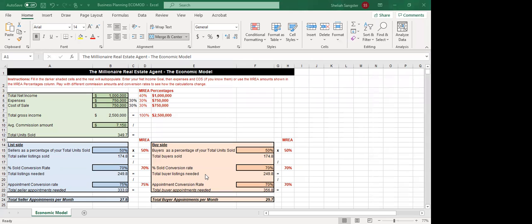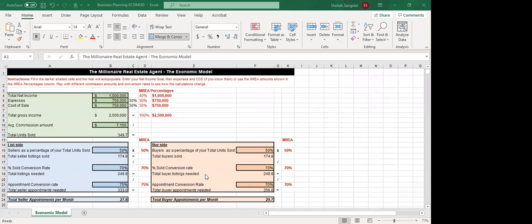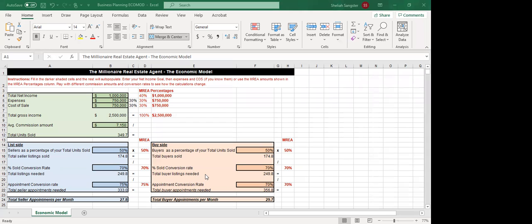Okay. Moving on. So on page 3.5, we have the elements of the economic model. You're always going to focus on your gross commission income, which is beginning with the end in mind.